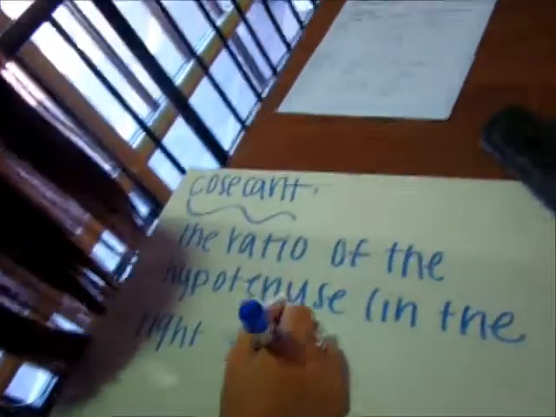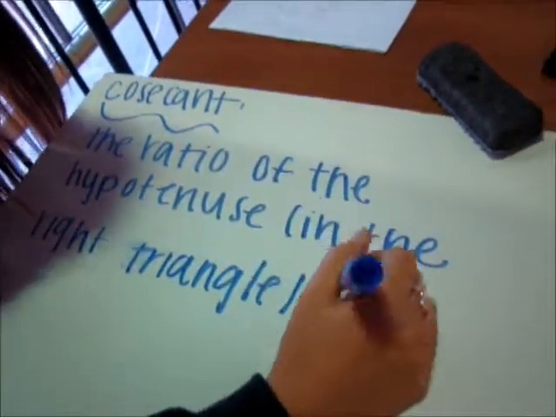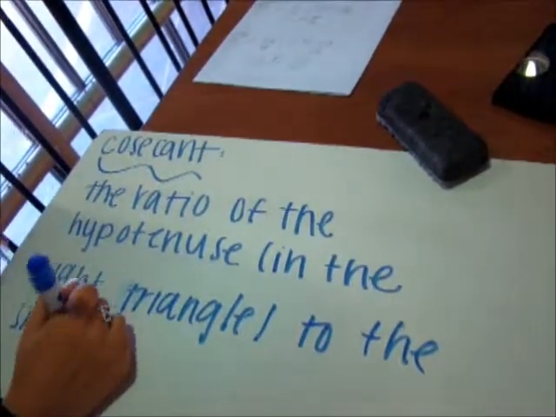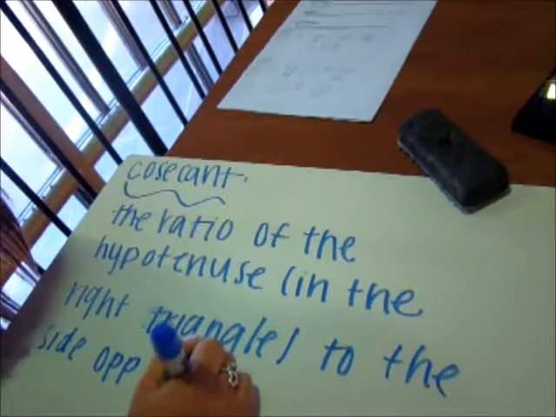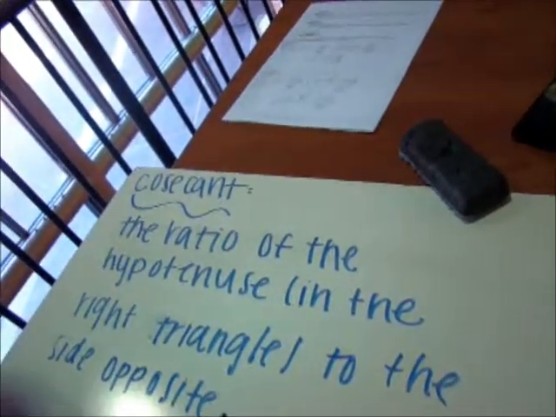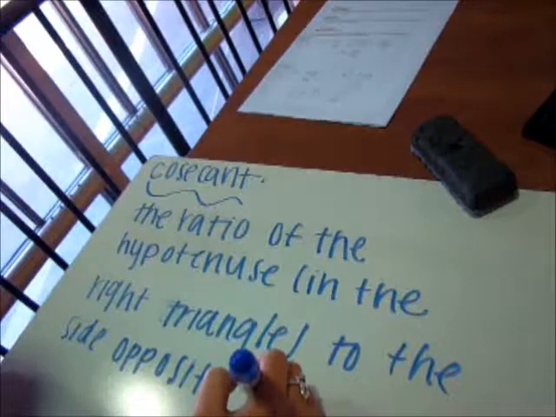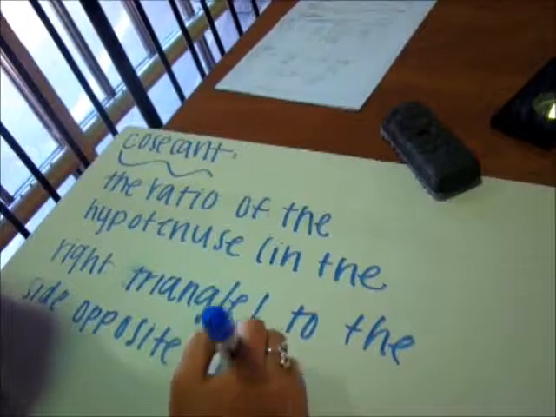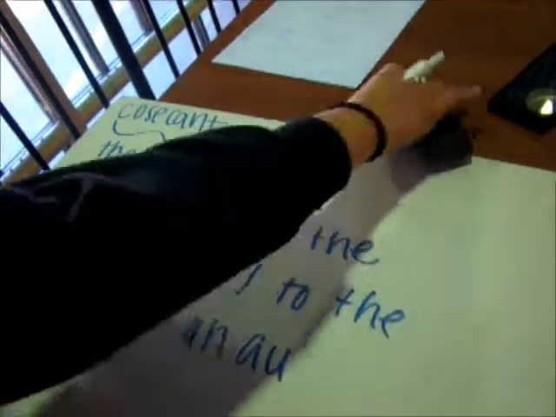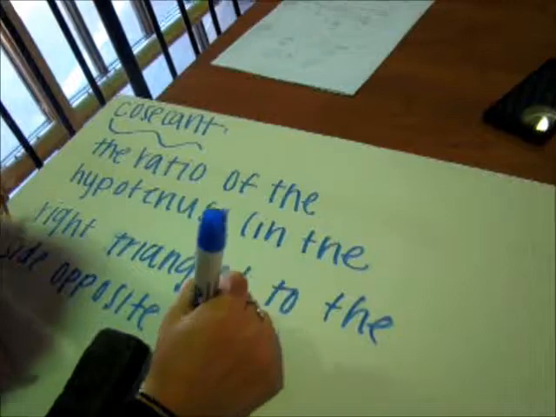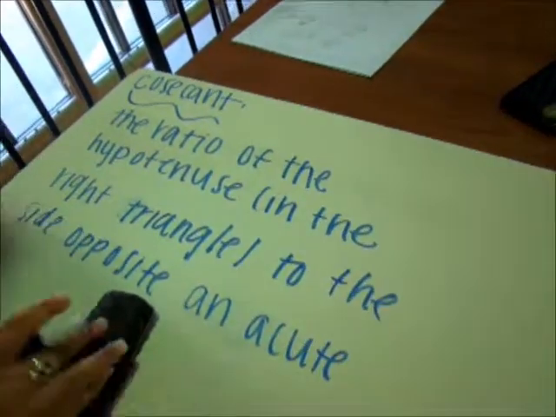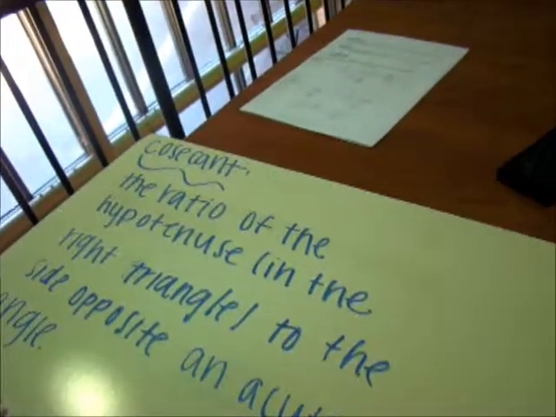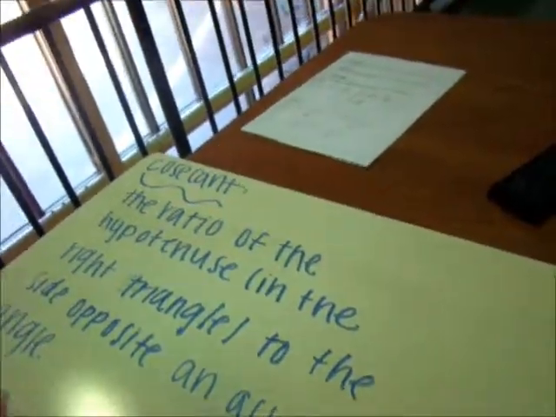Cosecant, and that basically means the ratio of the hypotenuse to the side opposite of an acute angle. So in a right angle, the hypotenuse is the side that's slanted. Okay, cool.